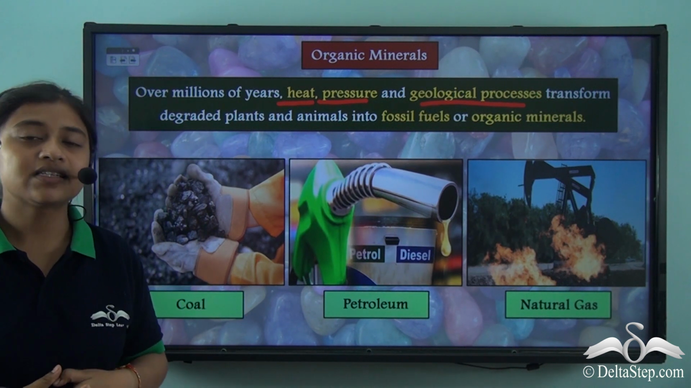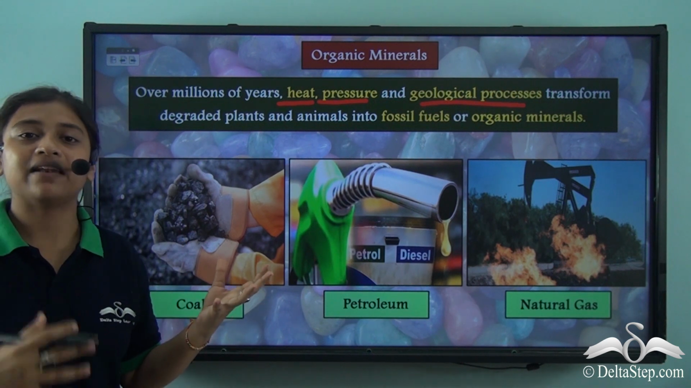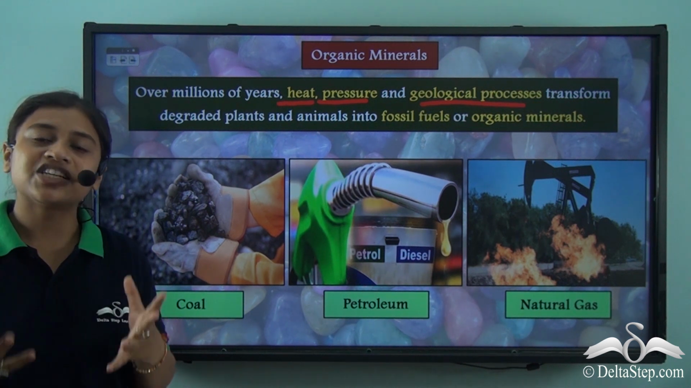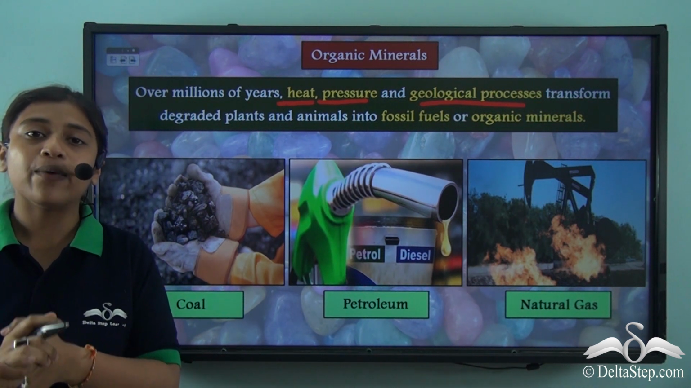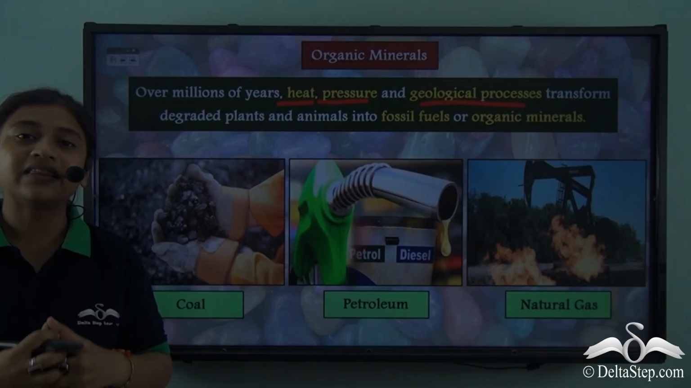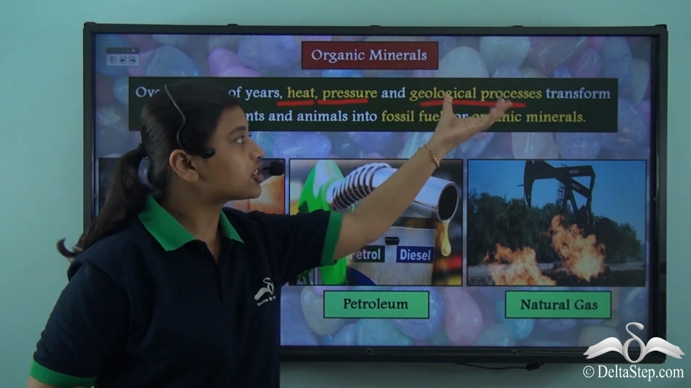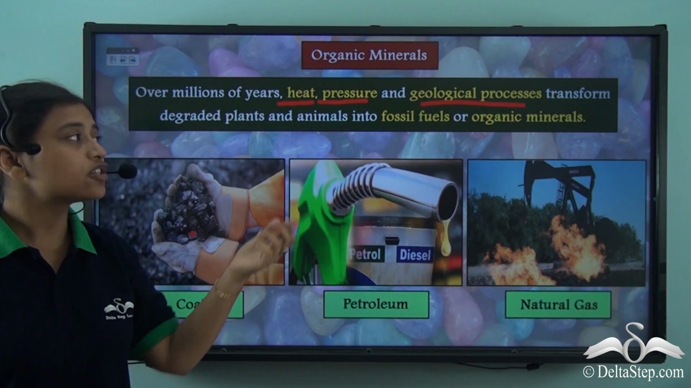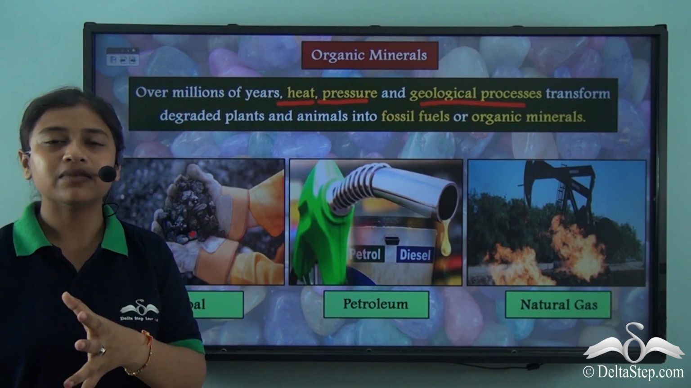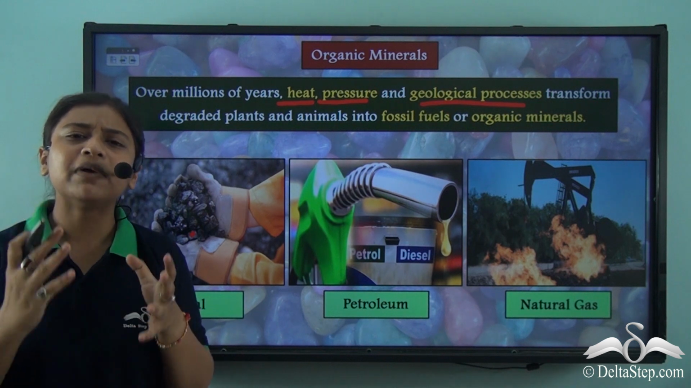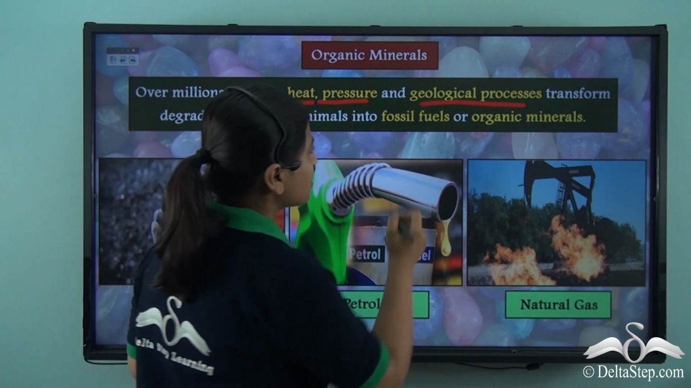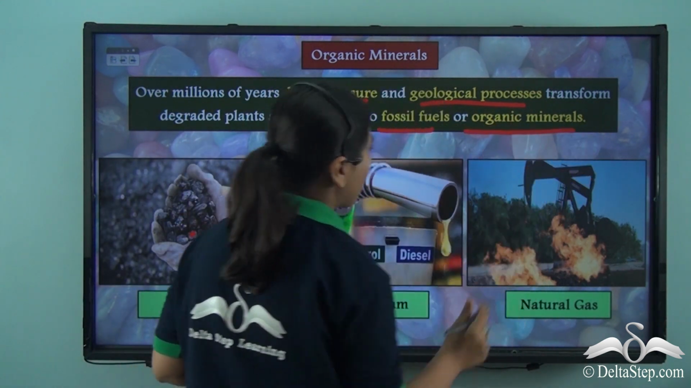In our previous lessons, we have learnt about non-metallic and metallic minerals. They are inorganic in nature and are naturally found in the Earth's crust. However, organic minerals are also naturally found in the Earth's crust, but they are formed due to geological processes and the influence of heat and pressure. They are formed from decomposed plants and animals that have been compressed over millions of years. Therefore, they are organic in nature and are also known as fossil fuels or organic minerals.